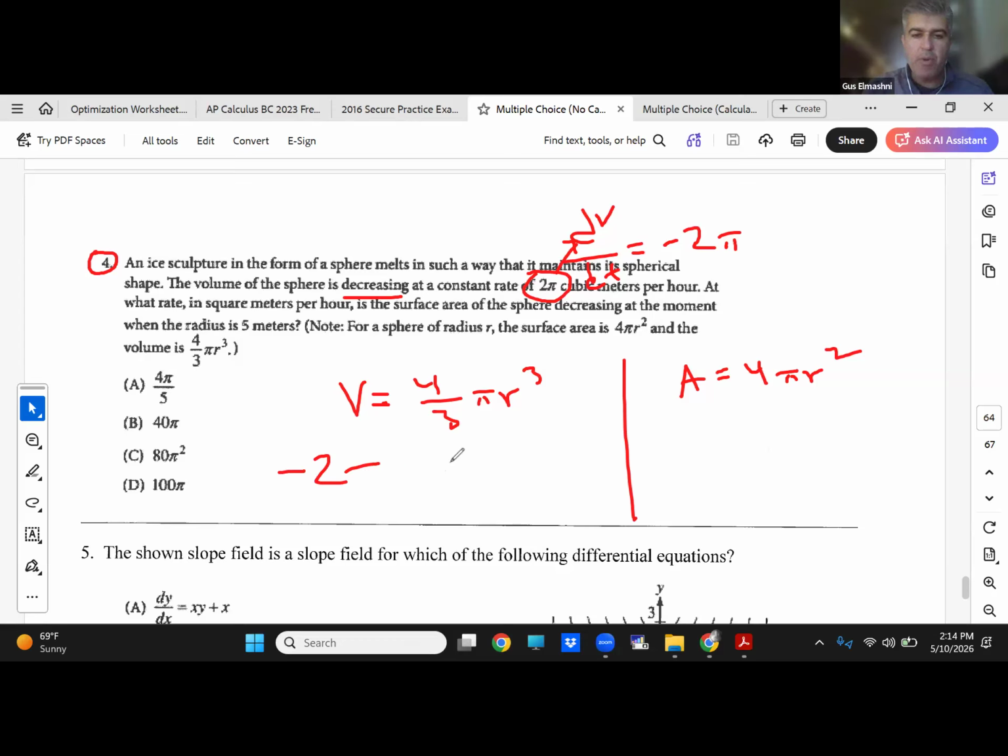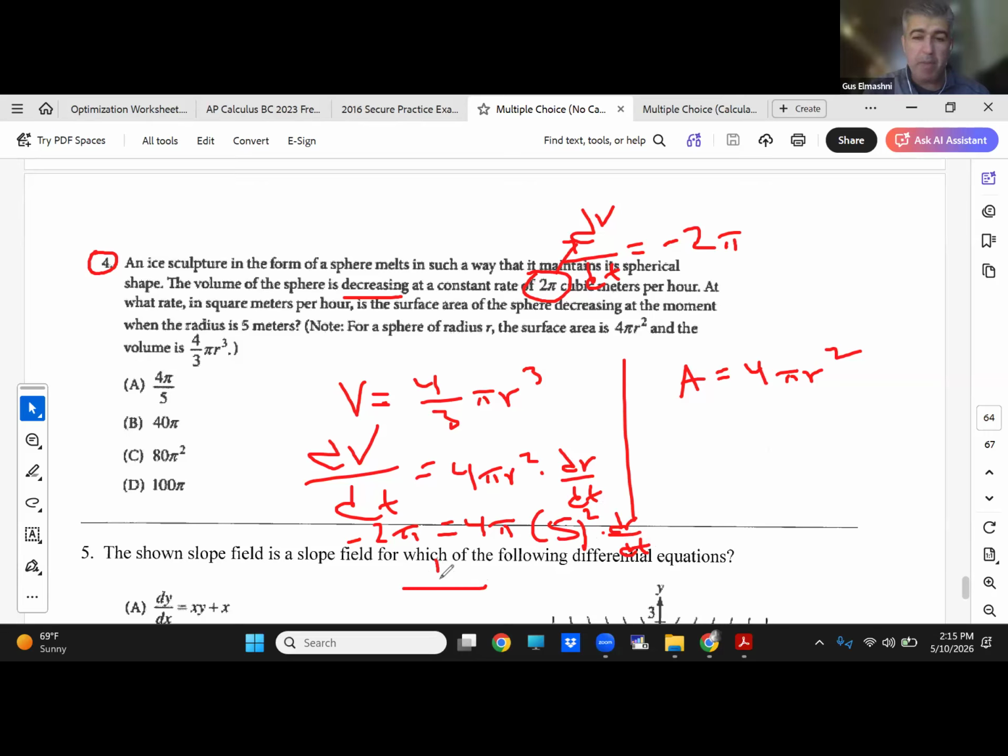And actually, before I do that, we gotta take a derivative first. So you gotta take a derivative. You should have 4 pi r squared times dr/dt, with respect to t. Negative 2 pi equals all that junk. And of course, your r value is going to be 5 at this particular moment. And you're solving for dr/dt. And if you clean it up, you should get negative 1 over 50, I believe, if I'm not mistaken. Yeah. And then you're going to use that over here.